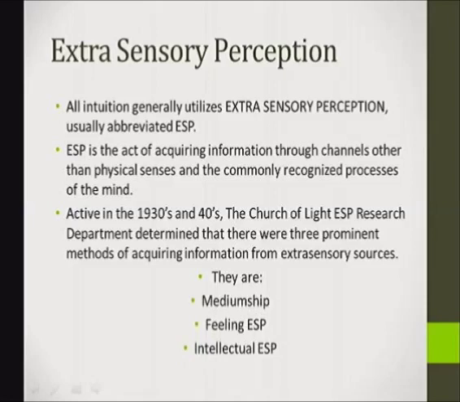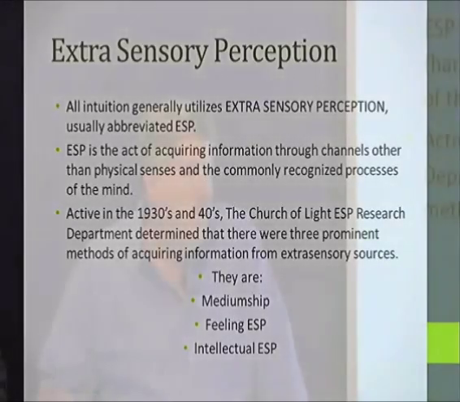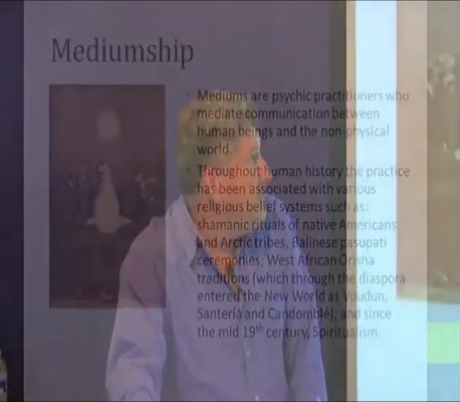They were active in the 30s and 40s. The Church of Light ESP Research Department determined that there were three sources of information from extrasensory sources, and they are mediumship, feeling extrasensory perception, and intellectual extrasensory perception. So in tonight's class, we're going to break these three concepts down and see how they are used.